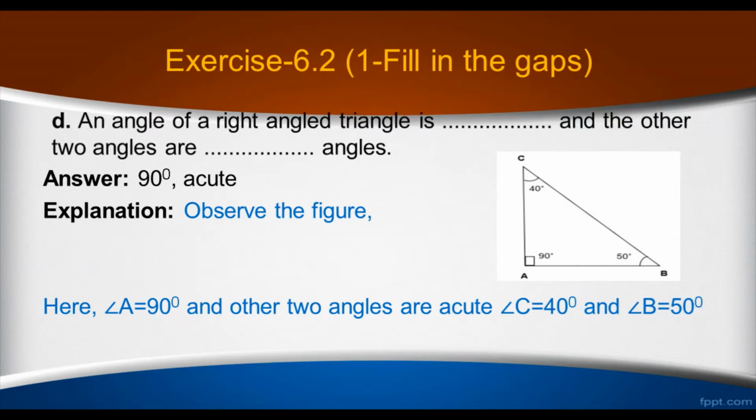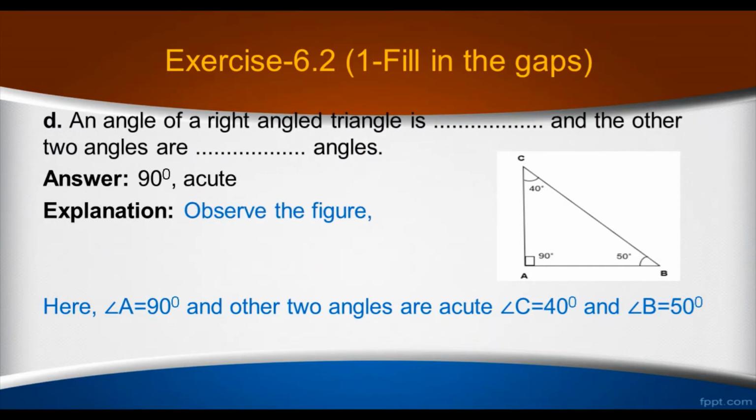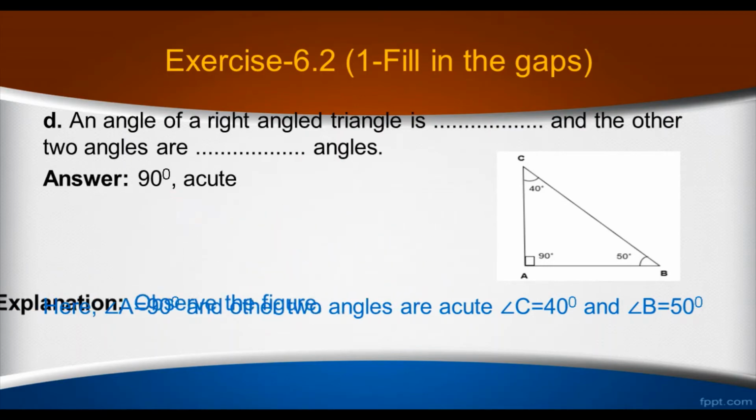So this is the question D, my dear students. An angle of a right angle triangle is 90 degree and the other two angles are acute angles, you can observe from the figure.